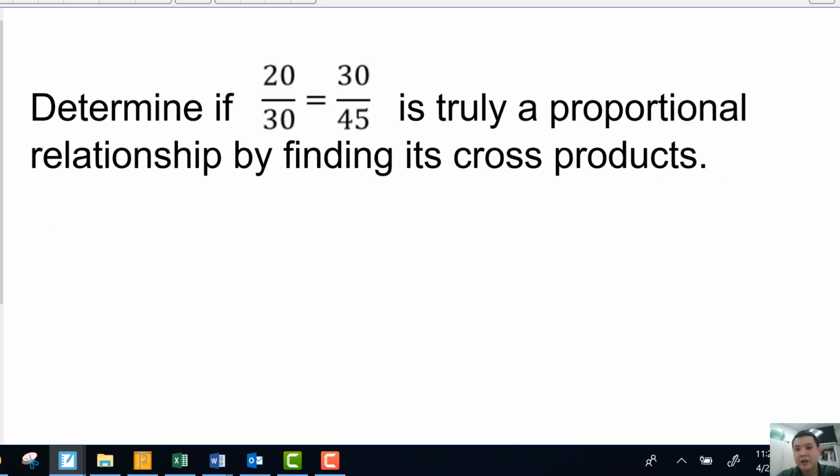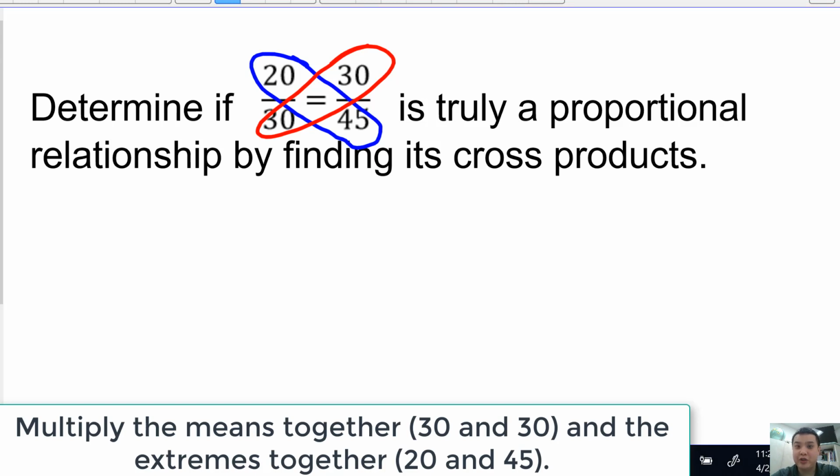So, it says determine if 20 is to 30 as 30 is to 45 by finding its cross products. And what cross products means is that if we multiply the top number by the bottom number of the other ratio, so if we multiply these two, 20 and 45, and if we multiply 30 and 30 together, we should get the same number if they are truly proportional. That is, if the two ratios are truly the same thing.